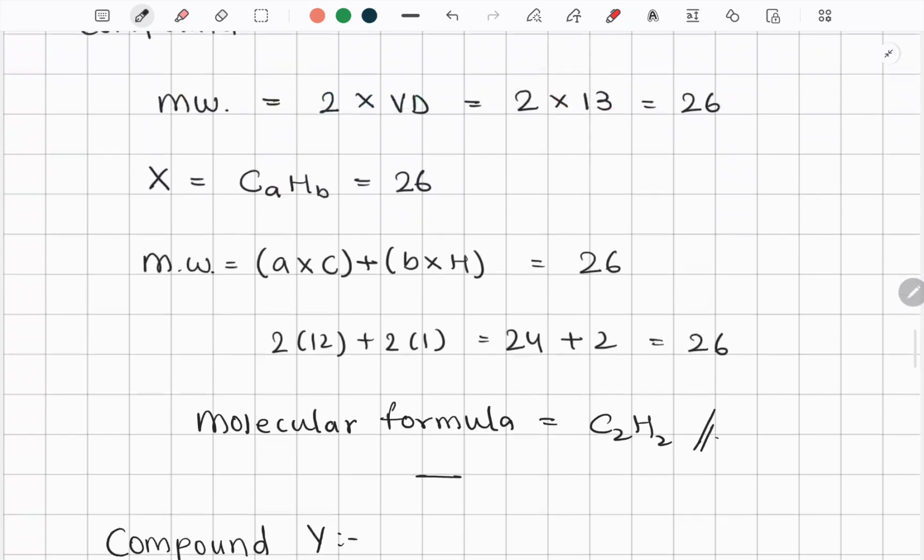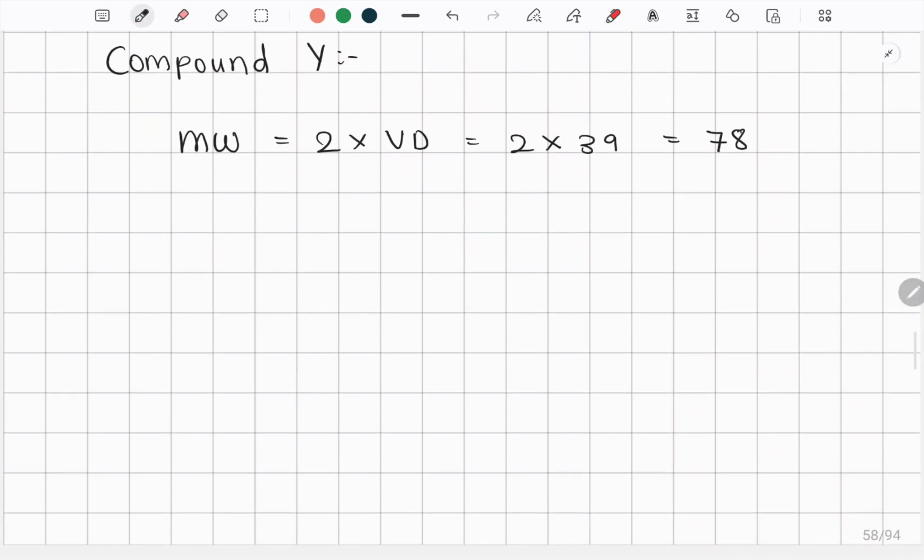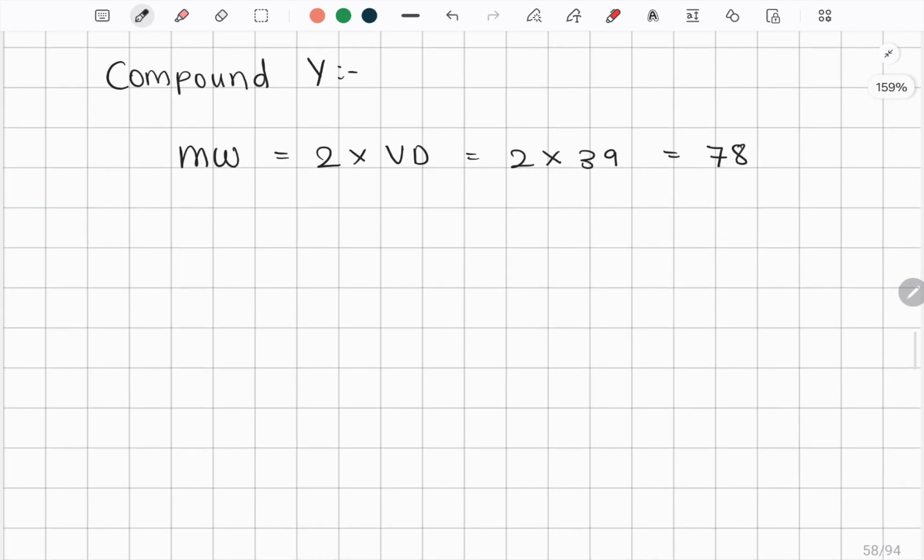Now again it says that this compound has only two elements, carbon and hydrogen. That means the compound has carbon and hydrogen, but we again don't know the values of A and B. So what are we going to do? We're going to substitute values. As we have already used A and B, let me use C and D. I can use carbon as C and hydrogen as D. So compound Y is equal to CcHd.